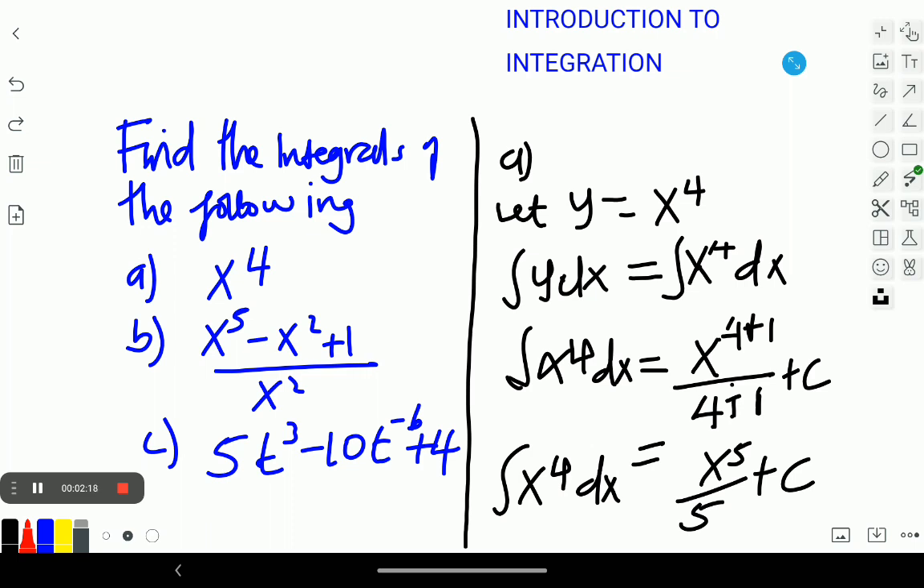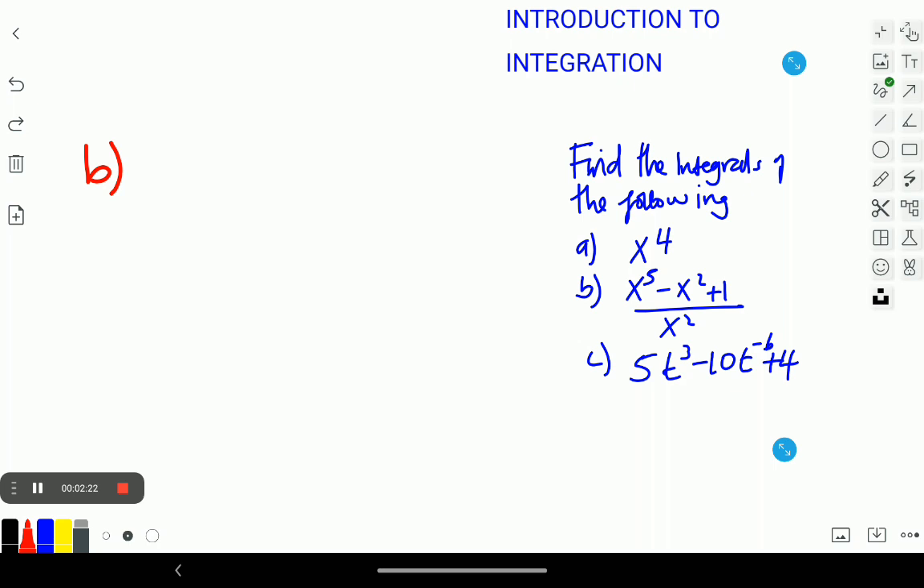Let us go to the next example. Yes, now we have b, which is x power 5 minus x squared plus 1 divided by x squared. So for this, let y be equal to x power 5 minus x squared plus 1 divided by x squared. We shall just use indices and divide, since it is possible.